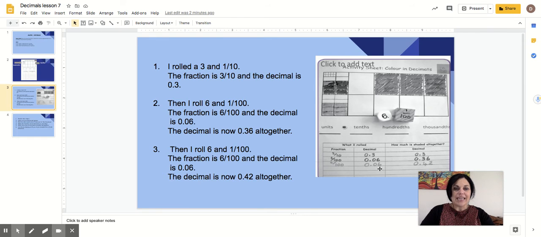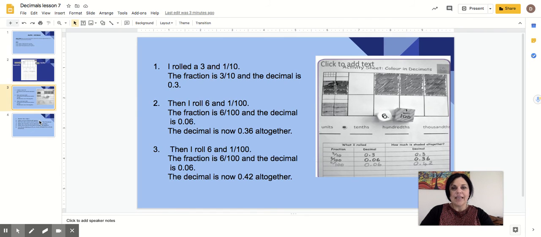And now we add another 6/100 to the total. So we need to add it over here. And it becomes 4/10 and 2/100. So the decimal is now 4/10 and 2/100. And you can see here, 1, 2, 3, 4, 5, 6 hundredths that were shaded here. And up here, the third row, 1, 2, 3, 4, 5, 6 hundredths were shaded up here.